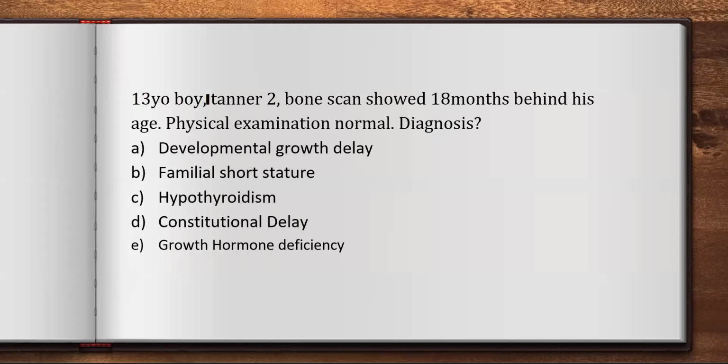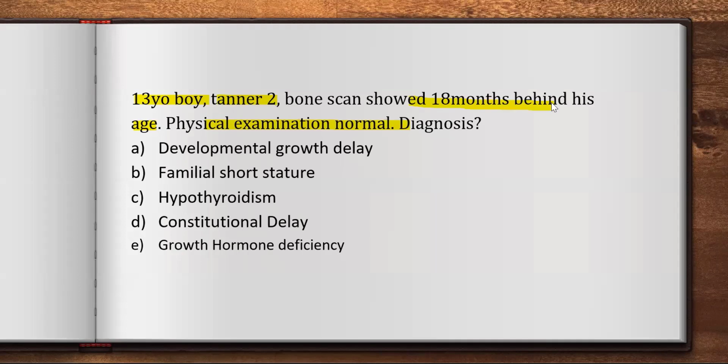You've got a 13-year-old boy, Tanner stage 2, bone scan showing 18 months behind his age. Physical examination is normal. What is the diagnosis? So you've got a 13-year-old boy who is Tanner stage 2. Tanner staging is used for the development of puberty in a boy or girl. There is Tanner stage 1 to 5. 5 means they are well developed sexually and their maturity is all good. A 13-year-old boy should have Tanner stage 5 at this time. But as you can see, the growth is not that much. Okay, that's not the issue.